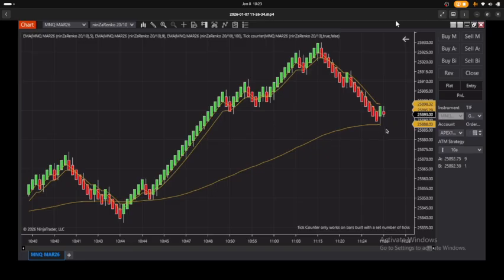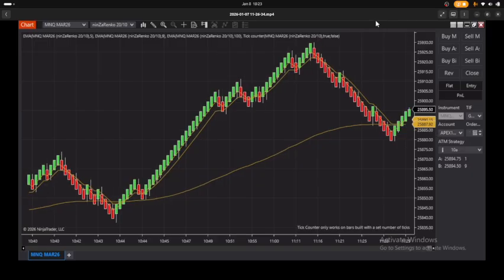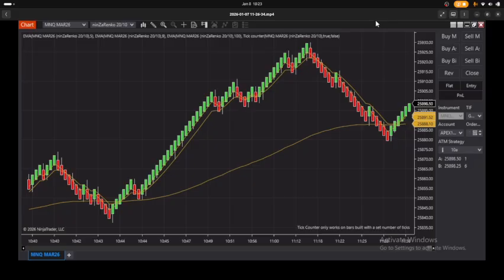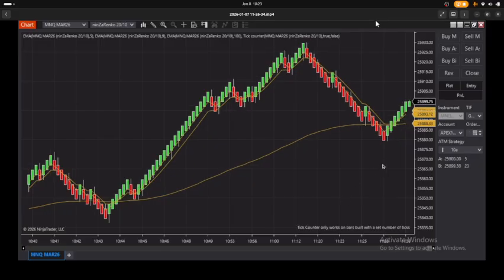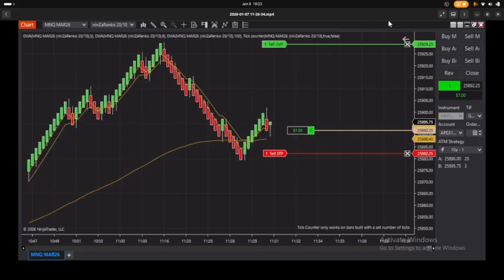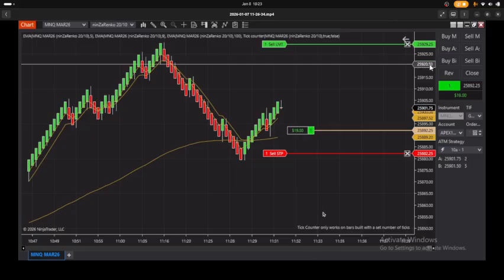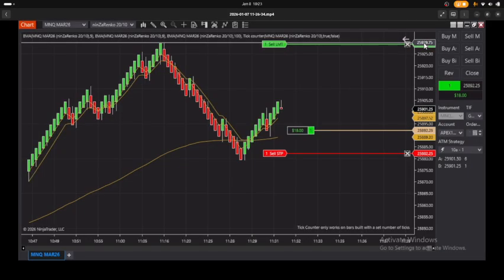All right, see, we're back down to the 100. Let's see what we got here. See, it keeps going. Now you could have closed it. All right, so I took a long here, trying to go back to the top. Up 10 points already. See these nice Renko bars.